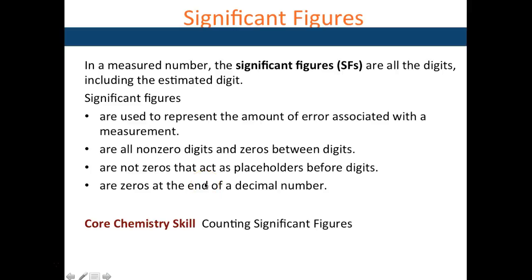Sig figs, or SFs, as they're abbreviated, are all of the digits, including that estimated digit, in a measurement. Now the key part in determining sig figs is that there are some rules, and that concerns which of the zero digits are significant and which of them are not significant. We'll talk about that in the next video.